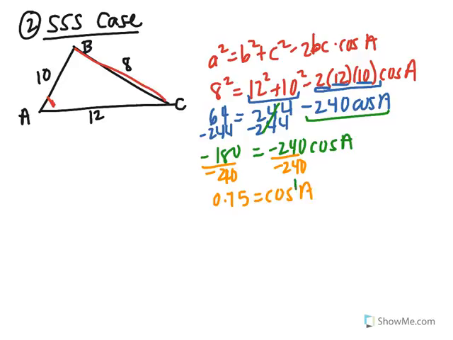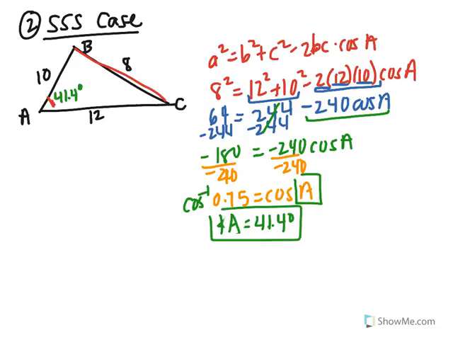Now that I'm finding an angle, I can just cos inverse this answer, and I'll get angle A. It ends up being 41.4 degrees. So that's angle A.